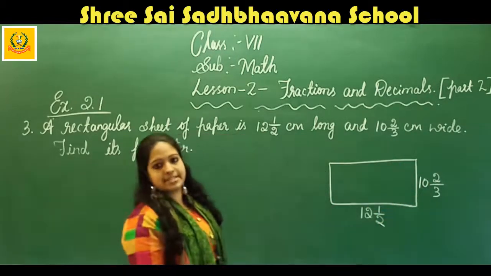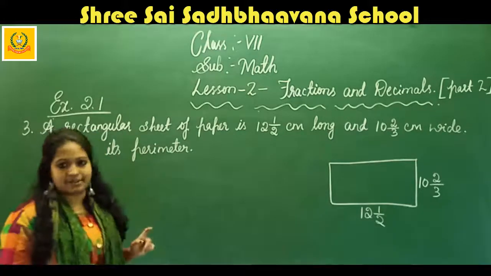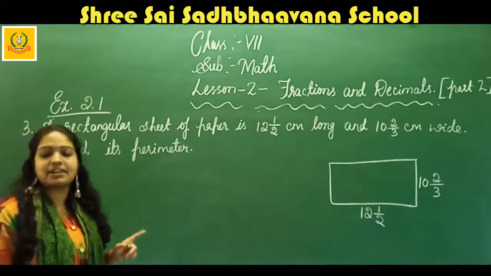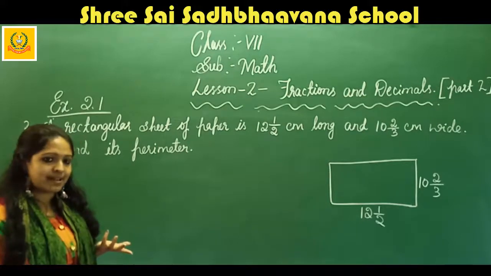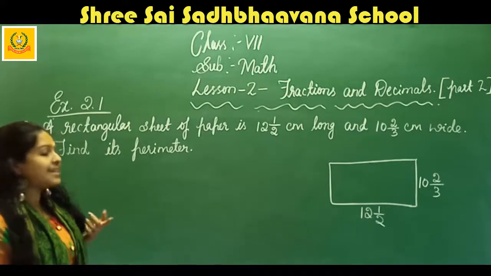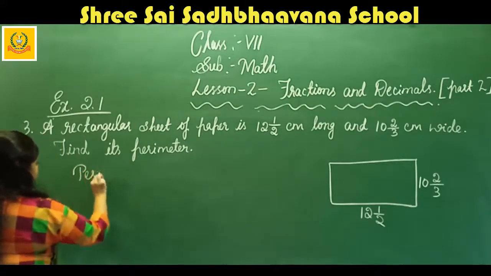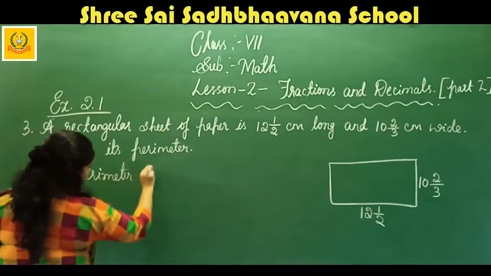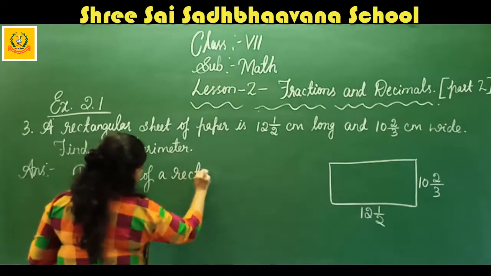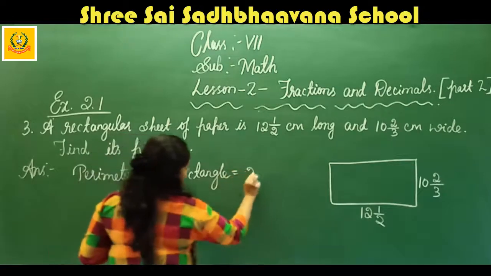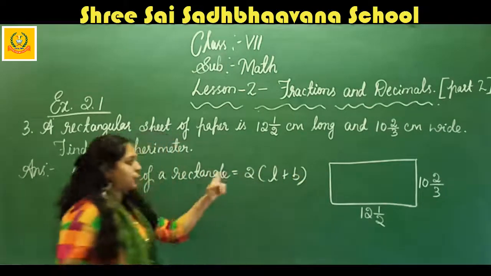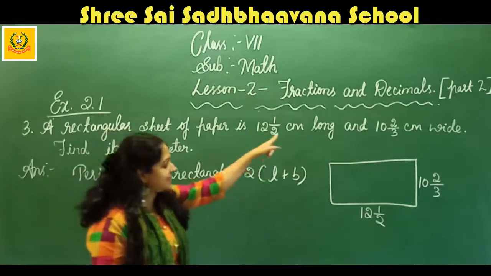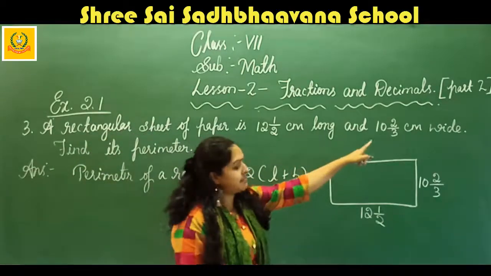So length and width is given. You have to find out the perimeter. So, to find out the perimeter, let us write the formula. You know, children, what is the formula for the perimeter? Perimeter of a rectangle, you know? Yes, that is nothing but perimeter of rectangle is equal to 2 into L plus B. Do you remember this formula, children? L is nothing but length or long. B is nothing but breadth. Breadth is nothing but width or wide.